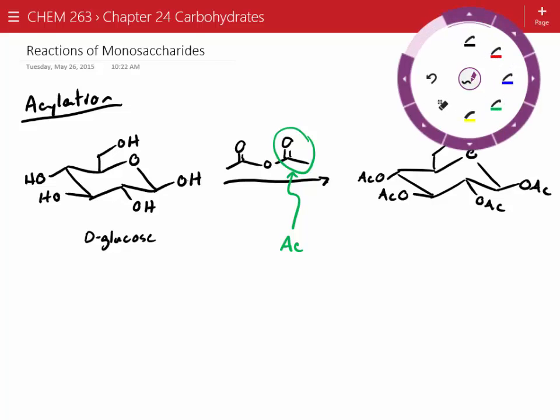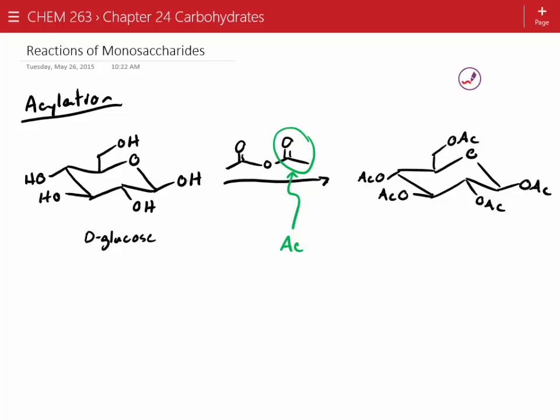Equatorial and axial. Yeah, so what we're going to do is look at the anomeric carbon right there, and we want to identify the hydroxyl group. If it's in the axial position, it's alpha. If it's equatorial, it's beta. So this would be an example of acylation of beta D-glucose going to the acylated product.